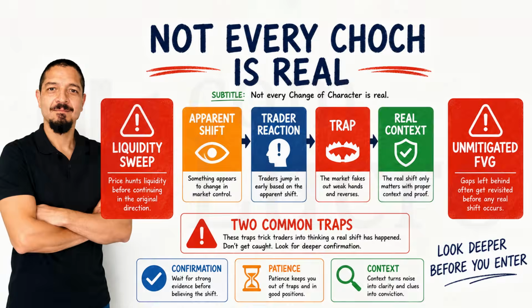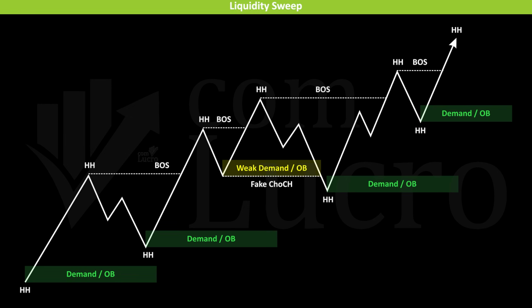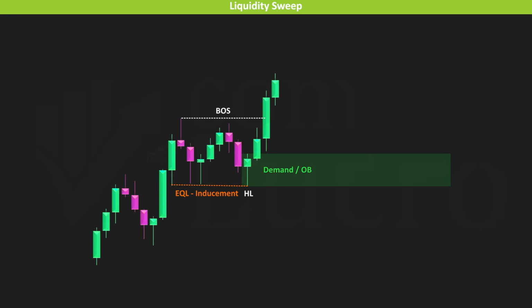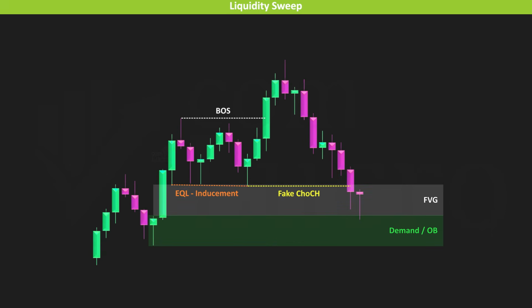Let's go through both. The first trap is the liquidity sweep. This usually shows up in messy, imperfect trends, where price forms what looks like a change of character, and then simply keeps going in the original direction, trapping everyone who thought the trend had reversed. Let's break it down. Say we have a swing low and price breaks below it. At first glance, that looks like a valid change of character. But before you trust it, look to the left side of the chart. If that swing low lines up with a significant liquidity area, the story changes completely.